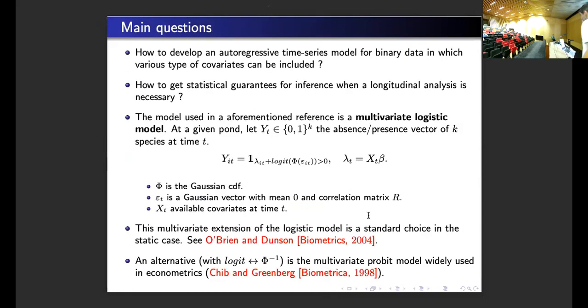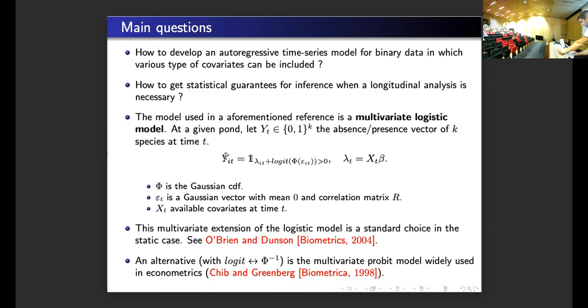So what are the main questions? The question is how to develop an autoregressive time series model, because you want to model the influence of past values of the presence or absence data on the current presence-absence data. The second question is how to get some statistical guarantees when you use a time series framework combined with a longitudinal analysis. I will take the model that was used in the previous reference, which is called the multivariate logistic model. It is a typical model that you use, especially in econometrics, to model binary data.